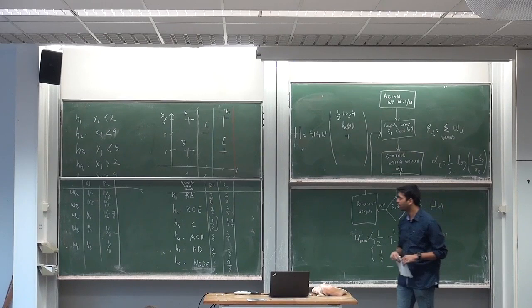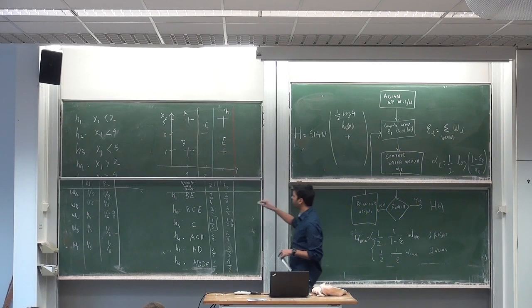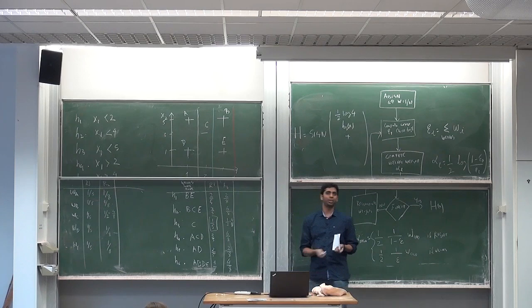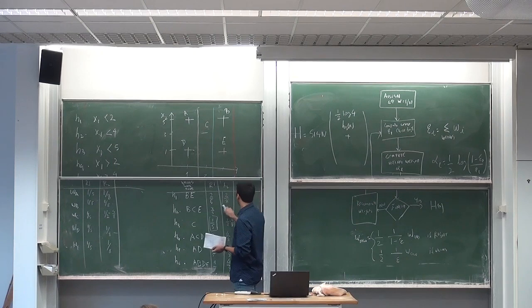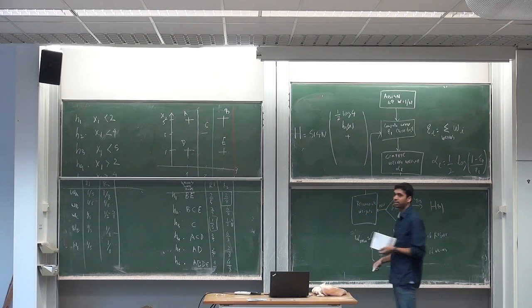So you're right. It's either H1 or H5, because both of them are 2 over 8. When it's the same, you have to have a tie-breaking rule. In this case, let's say we always pick the one which is on the top. Is it fine? So we pick this one now, 2 over 8. This would be my next best classifier to add to my big H. So this would come here.